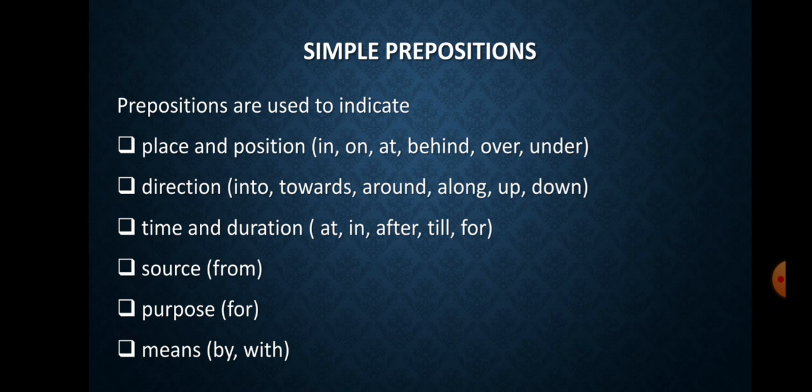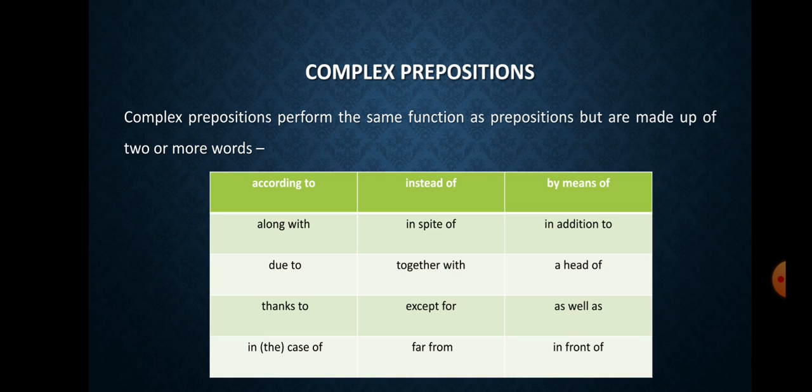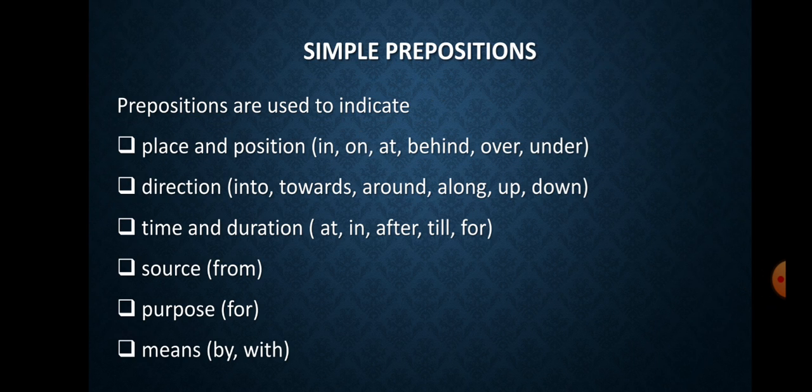Prepositions are classified into two types, simple prepositions and complex prepositions. What is meant by a simple preposition? A simple preposition is nothing but a preposition which consists of only one word. For example, in, on, at, with, from, against, all these are simple prepositions. Simple prepositions are classified into many types.